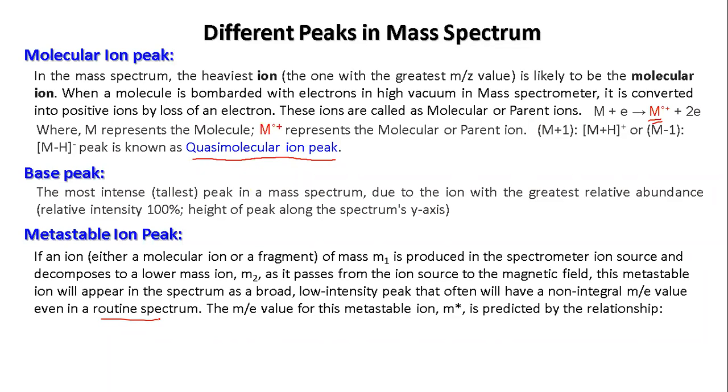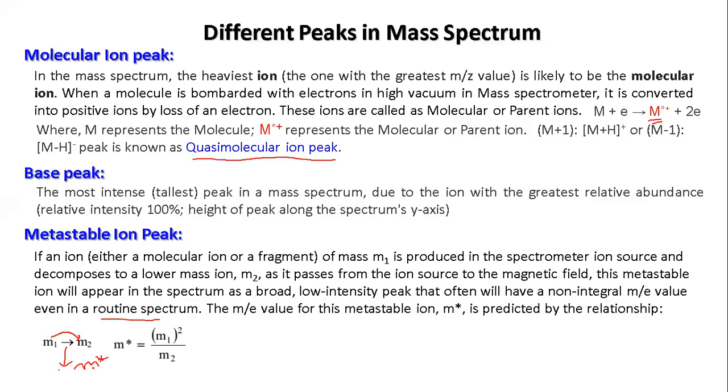Now the point is, does the metastable ion peak have any relation with any of the fragments? Definitely it has to, because it is being produced from the different ions. So there should be some kind of relation, and that we can track out. If M1 is being degraded to M2, so you have M1 by Z and M2 by Z, and in the process it can generate one M star, the metastable ion.